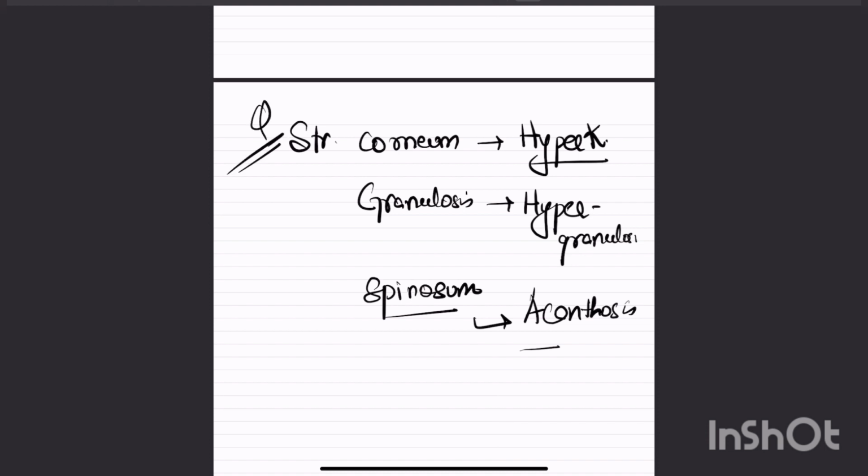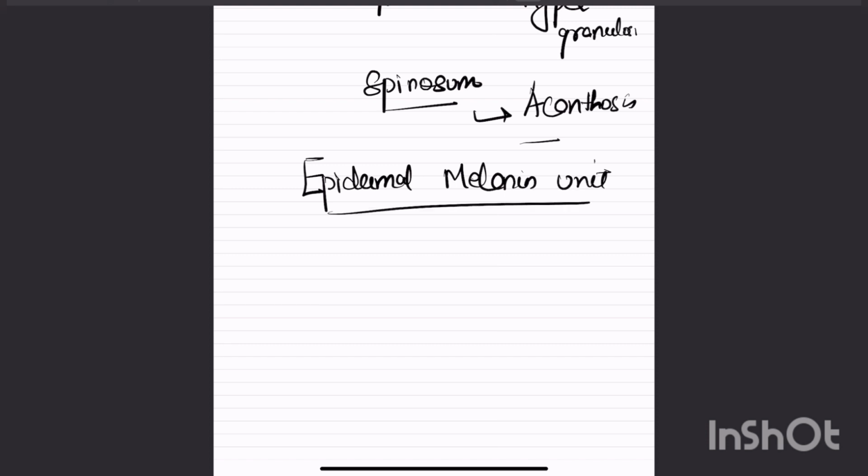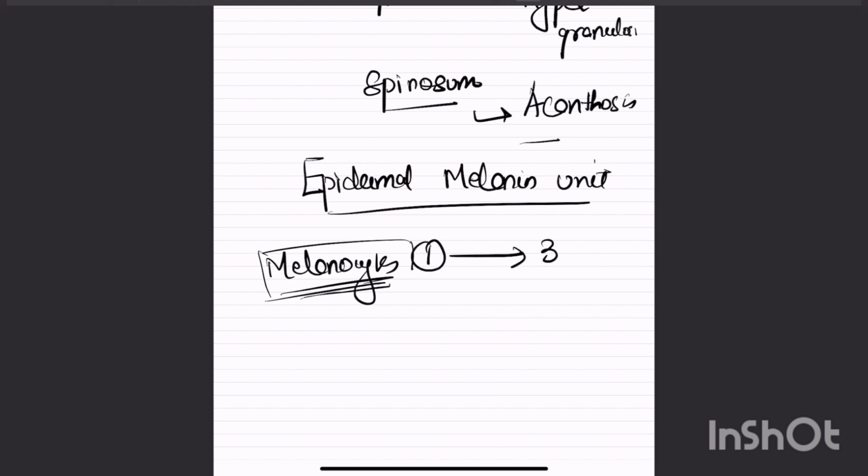Few words about another important topic, that is epidermal melanin unit. So we have non-keratinocyte cells as well in skin, one of which is melanocyte, and one melanocyte gives melanosomes to 36 keratinocytes. So this 1:36 ratio is one epidermal melanin unit. Very, very important MCQ question. One must read this.